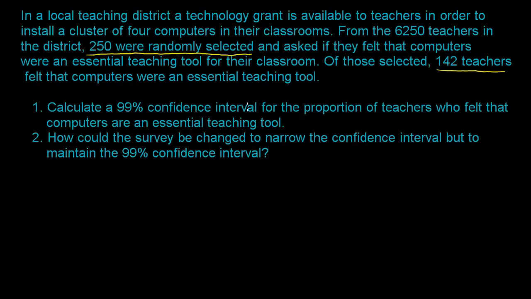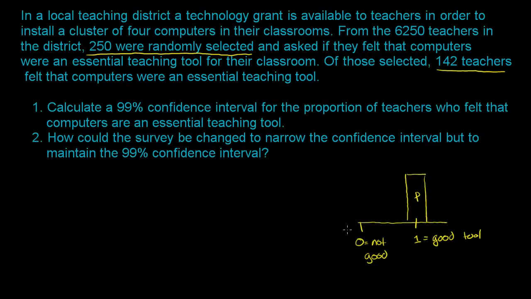So let's just think about the entire population. We weren't able to survey all of them, but the entire population, some of them fall in the bucket, and we'll define that as 1. They thought that the computers were a good tool. And we'll define a 0 value as a teacher that says not good. And some proportion of the total teachers think that it is a good learning tool.